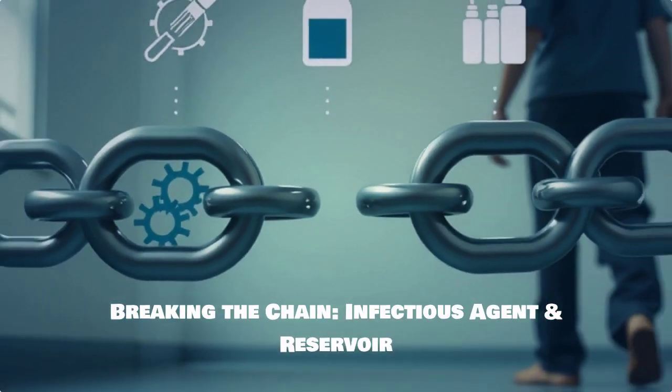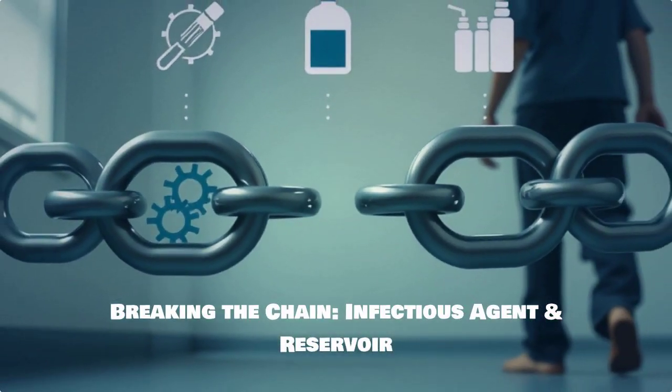So how do we break this chain? At the infectious agent and reservoir links, we use cleaning, disinfection, sterilization, and sometimes medications to reduce or eliminate germs where they live. Routine environmental cleaning and proper equipment processing are critical steps.